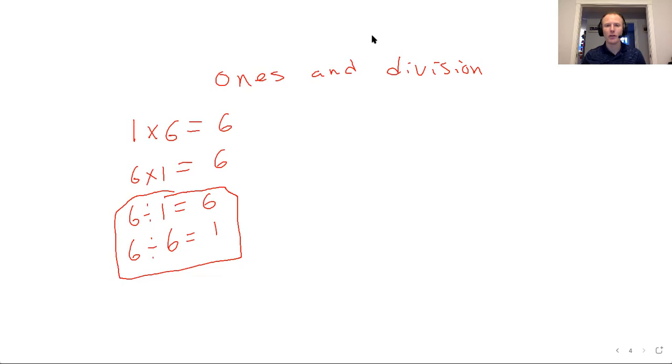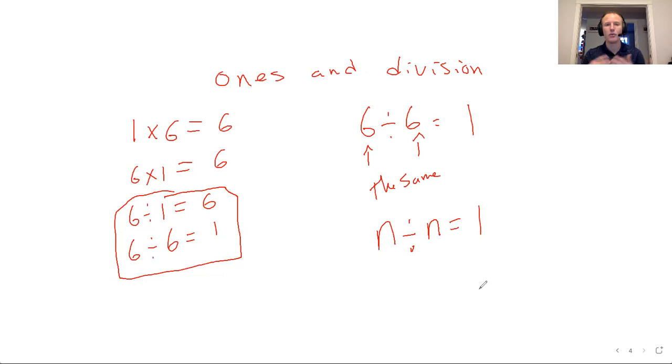And so you'll notice that if I divide 6 divided by 6, so if the 2 things that are being divided are the same, then the quotient, the answer, is going to be 1. And we can make a general statement about that, we could say n divided by n equals 1. That's an important statement. If you take a number and you divide it by itself, the answer is 1.